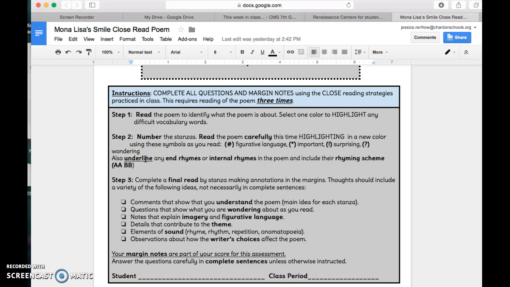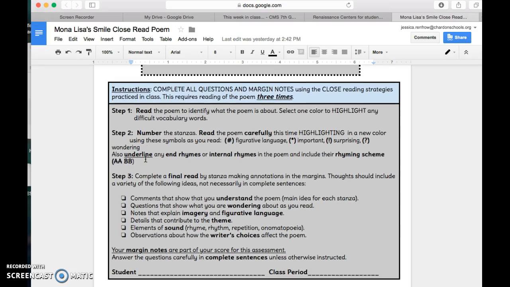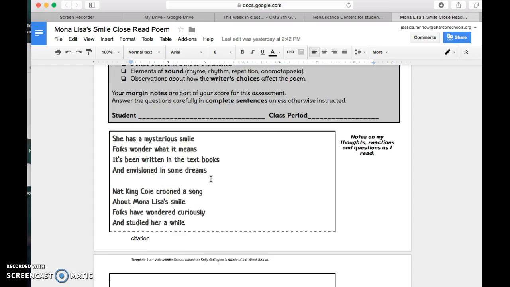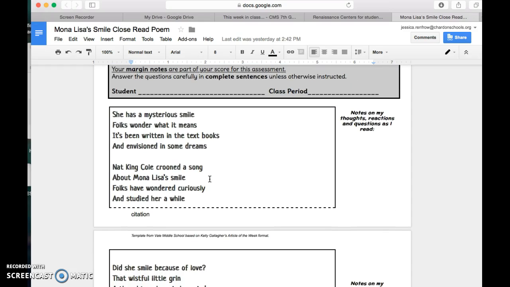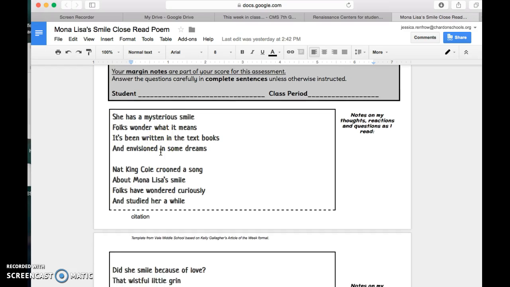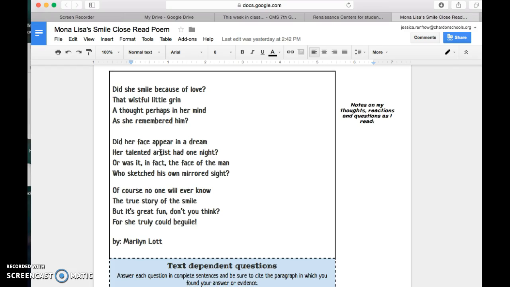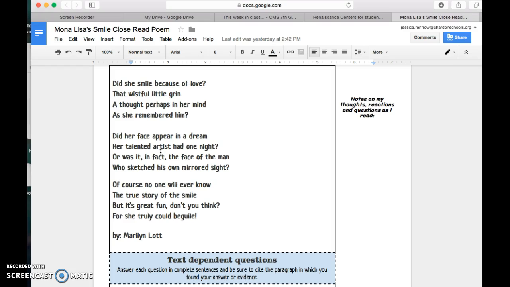So just like we did in class last week, where you had to label like AA, BB, CC, that's what you're doing once again. Now for the last part, the third time you read, you're going to go through writing annotations in the margins. Your thoughts should include the following: looking for understanding, figurative language, imagery, the theme, what it's about, the rhyming scheme. Okay, so what you're going to do is go through, and I would say you should at least have one word highlighted for vocabulary which you can define. I know there's one that I see right off the bat that you probably don't use in your everyday language, so you should definitely define that.